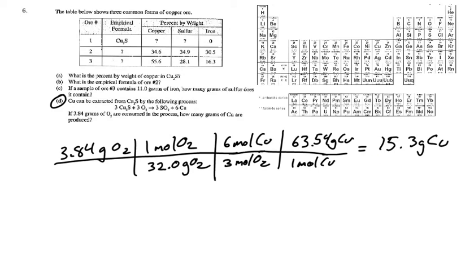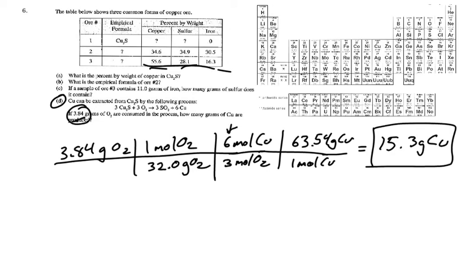Box our answer and check for sig figs. Everything else on the table has been 3 sig figs. That was 3 sig figs. Actually, we didn't use those, did we? So that was 3 sig figs. Remember, you don't have to worry about the mole ratios for sig figs because they're defined numbers.